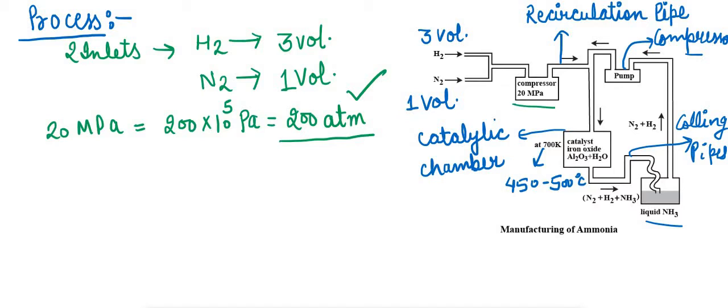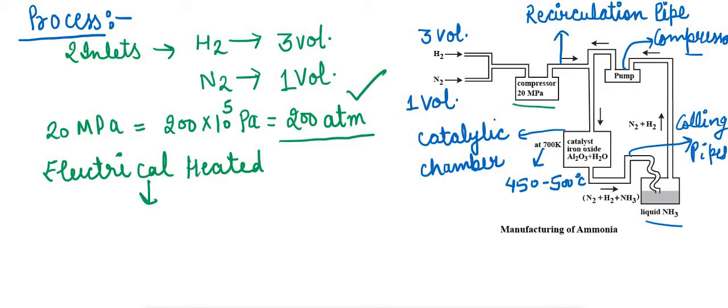So that is the only 200 atmospheric pressure. This simply means that the pressure is 200 atmospheric. Such a high pressure we require. And further, this mixture is passed through an electrically heated chamber, that is a catalytic chamber. That catalyst chamber is heated with the help of electricity. So we have a catalyst chamber.